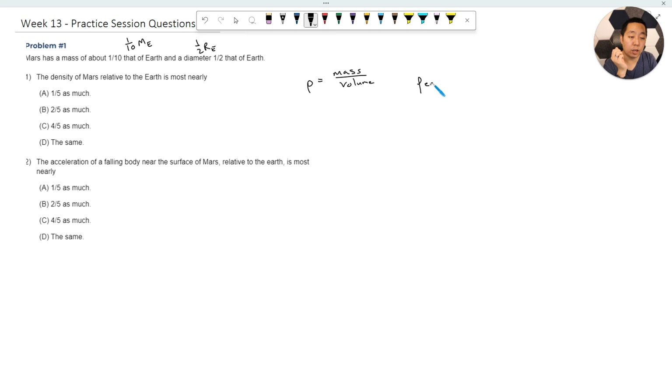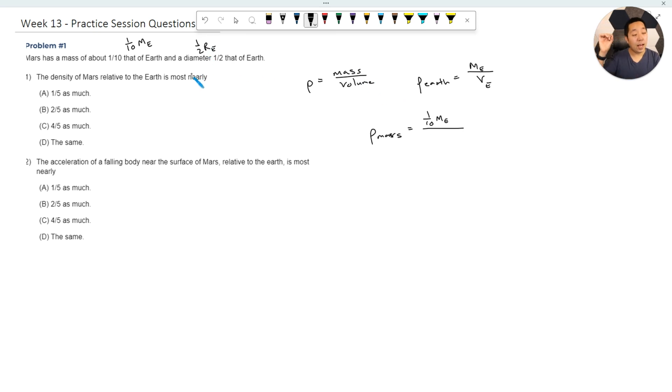So the density of the Earth looks like this. It looks like the mass of the Earth divided by the volume of the Earth. Now, if I'm going to do the density of Mars, we're going to do 1/10 of the mass. Okay, mass over volume. How does the volume change?